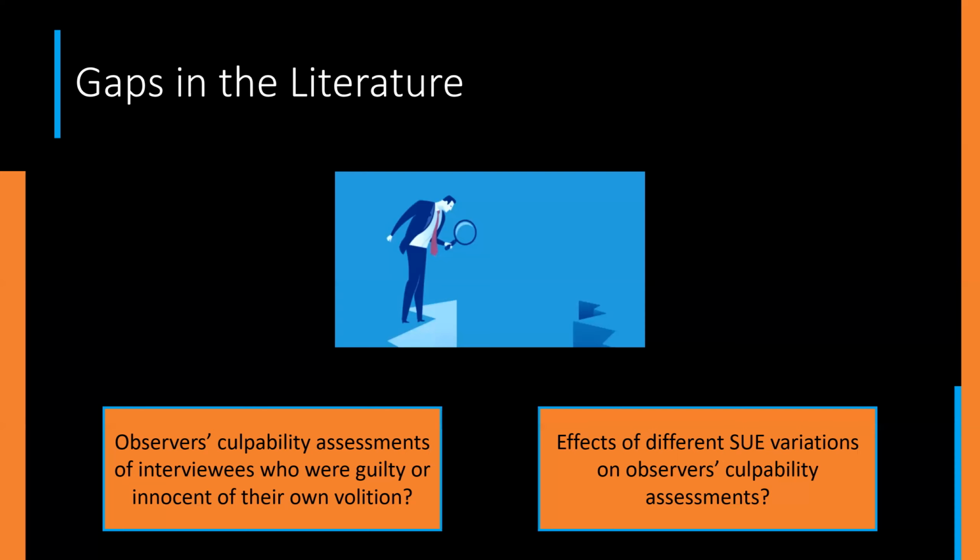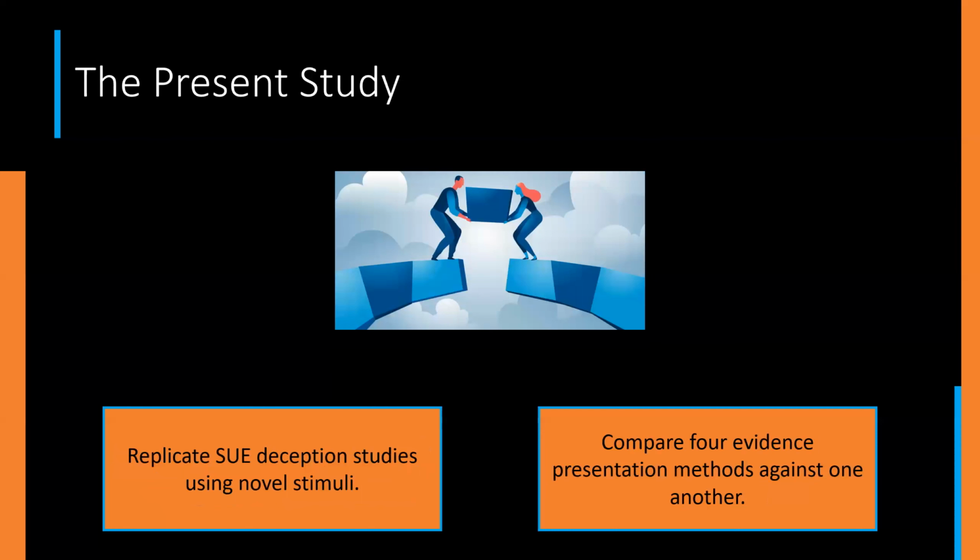We also see a gap in the literature in terms of the effect of different variations of the SU technique on observers' culpability assessments. There's several different ways that you can strategically present evidence within the interrogation context, and not all of those have been examined in terms of how they affect observers' judgments. So that's what I wanted to do with the present study. I wanted to close these gaps.